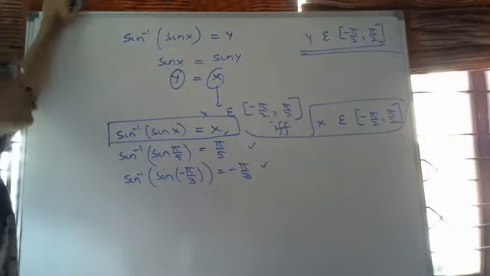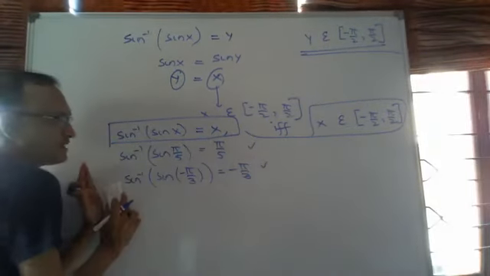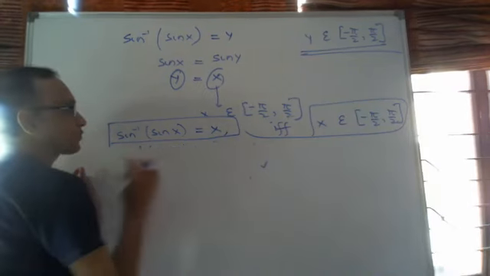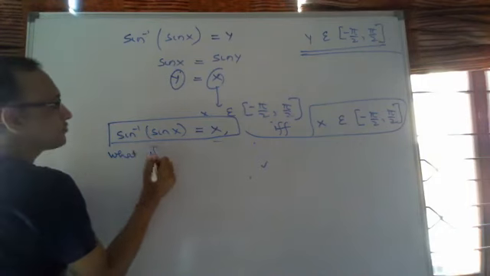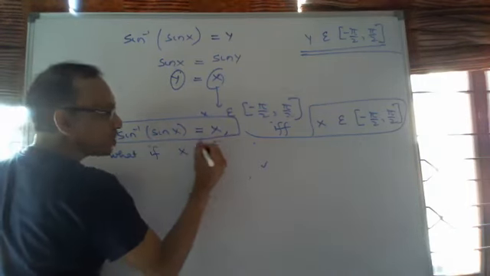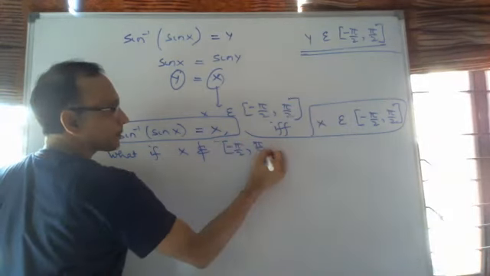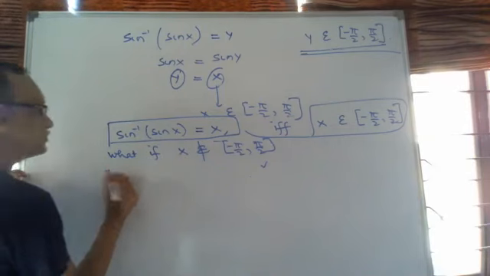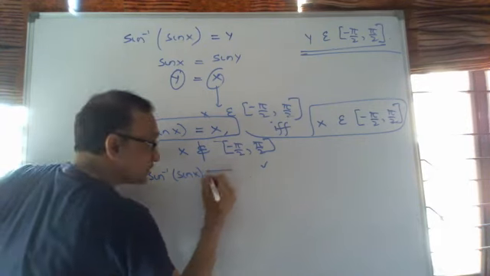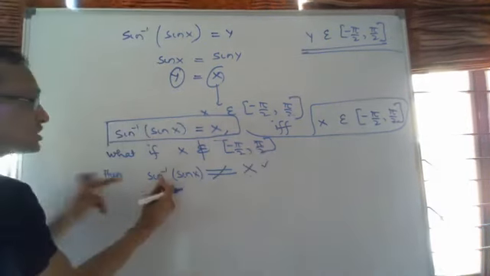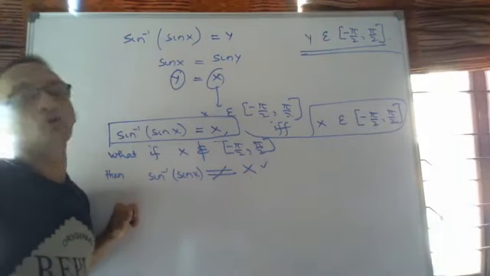What if x does not belong to minus π/2 to plus π/2? Then sin inverse sin x will not be equal to x, because the output of sin inverse should belong to the interval minus π/2 to plus π/2. Then this will not be equal to x.